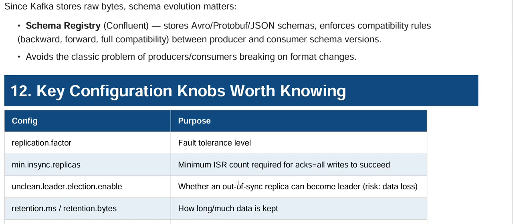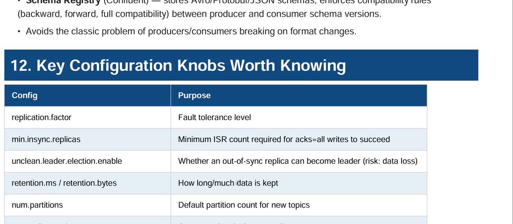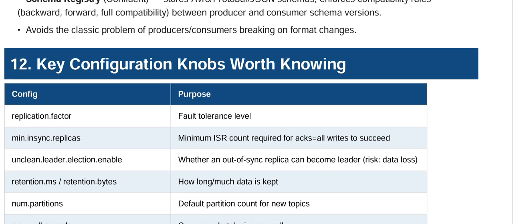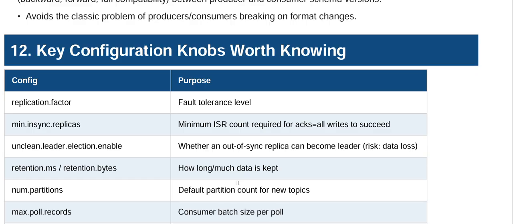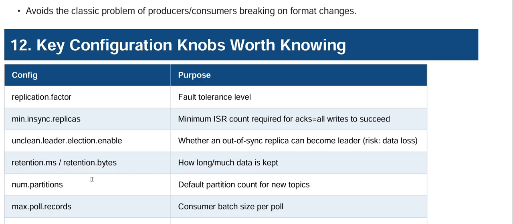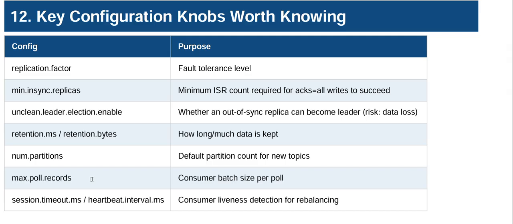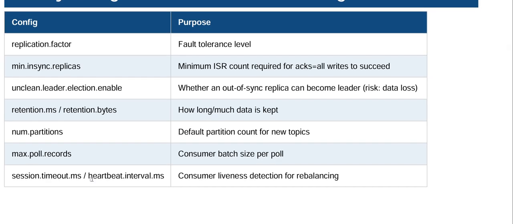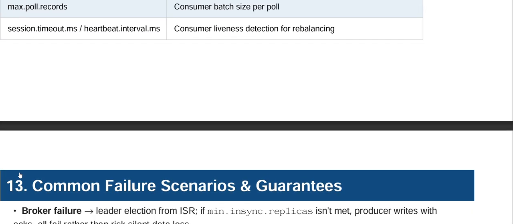retention.ms is used for the log, how long we have to keep the data in the log in the system. num.partitions is used when we create a new topic, to set the number of partitions. max.poll.records sets the size for the records fetched. session.timeout.ms we can set based on this configuration in Kafka. This is too simple to use.